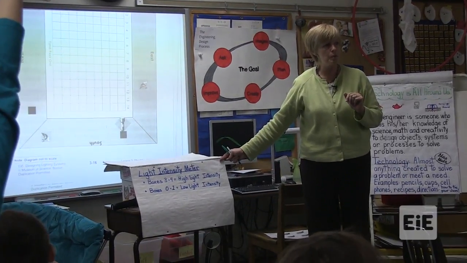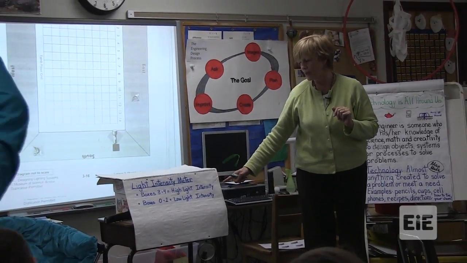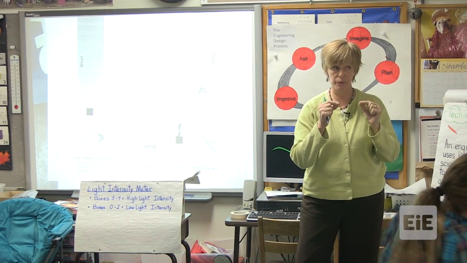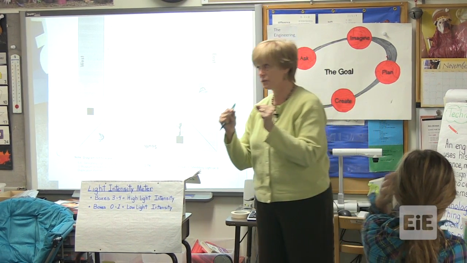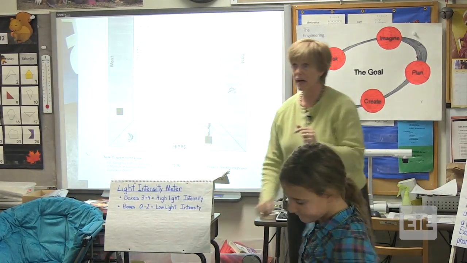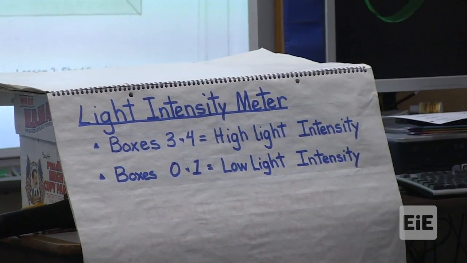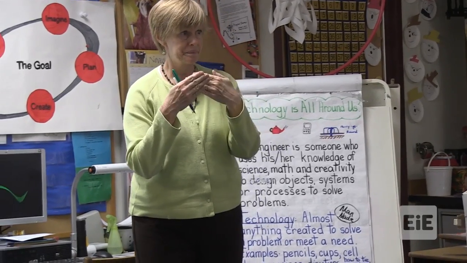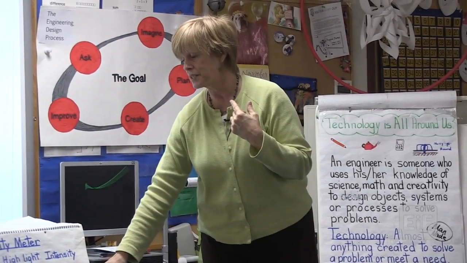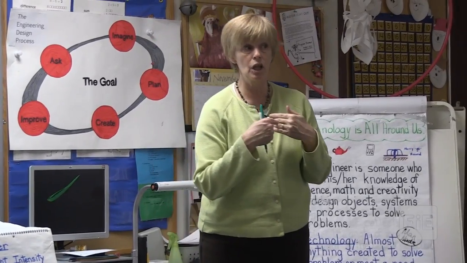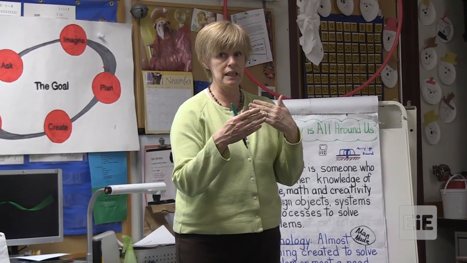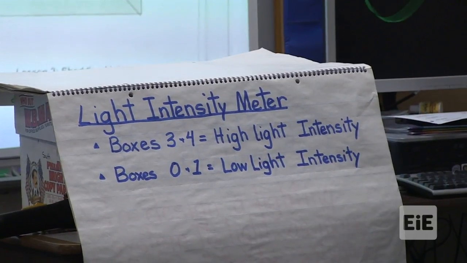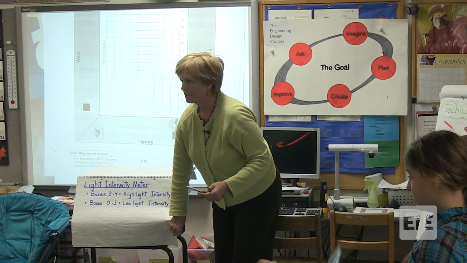If you look at your boxes 3 and 4, if you can see something through box 3 and you can see something through box 4, you must have a high intensity light. The light is closer to that one. And if you have boxes 0 or 1, then you have a low light intensity. So there's probably a further difference between the light and the hieroglyph. All right, good job.